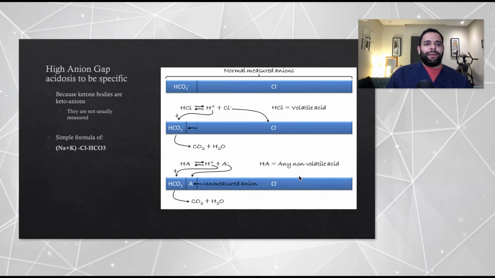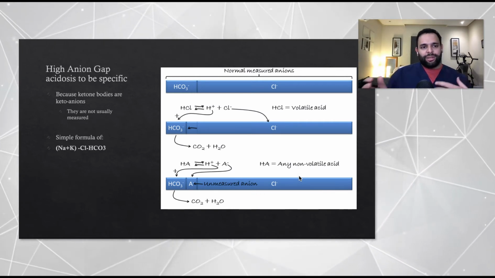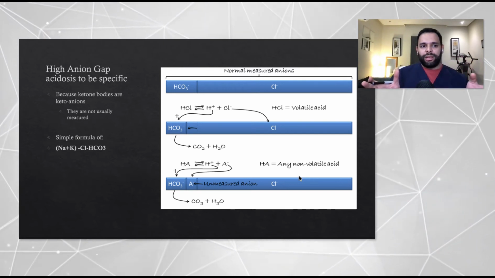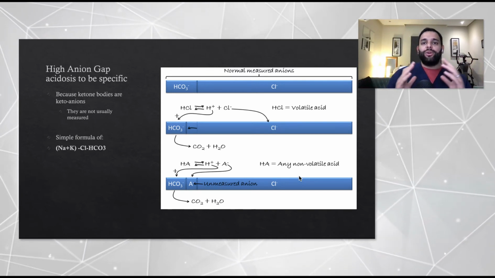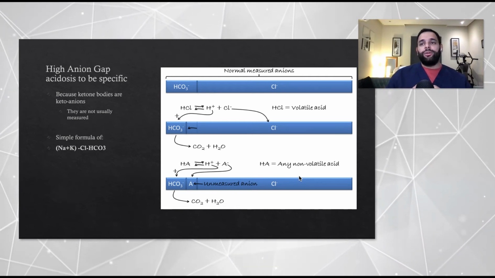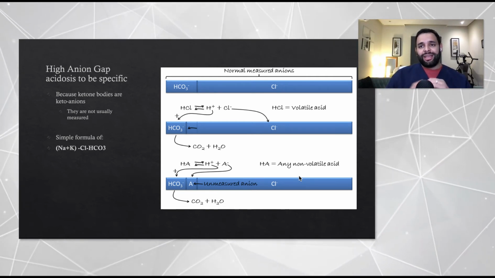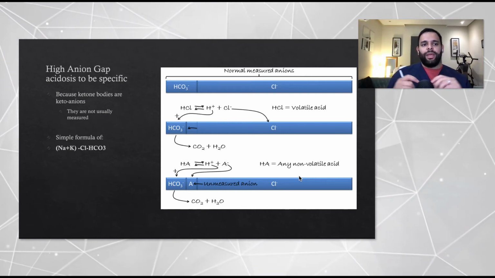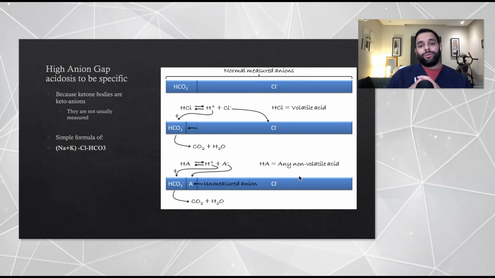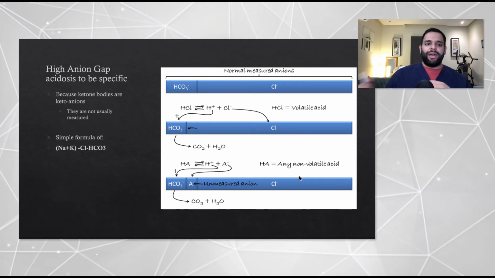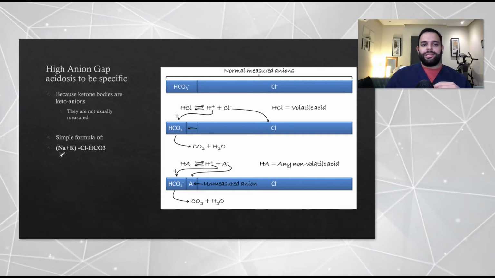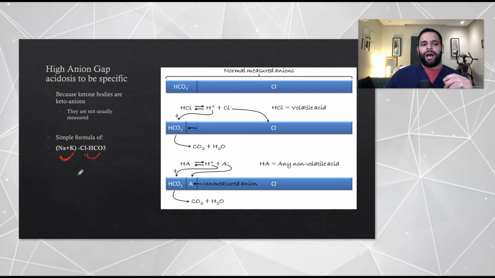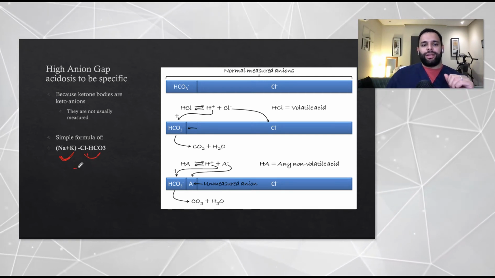Now, high anion gap ketoacidosis, or acidosis, is specific, and it's because of ketone bodies. The ketones are keto anions, and they are not usually measured in our routine investigations, so we have to use a ketone assay to look for them. And there's a simple formula to calculate for it, and that is to, as we said, subtract the positive from the negative ions in your plasma, and you're going to get a number.